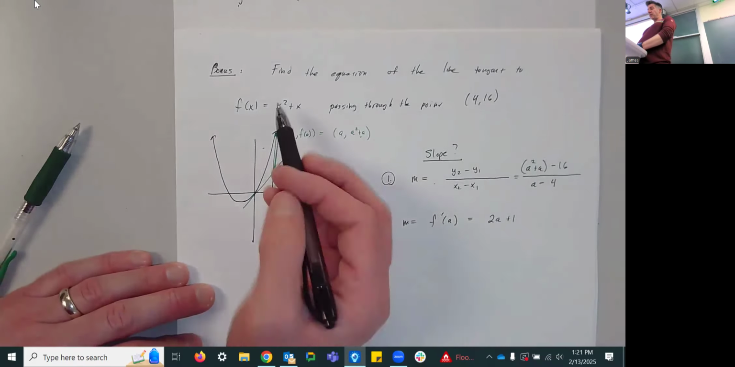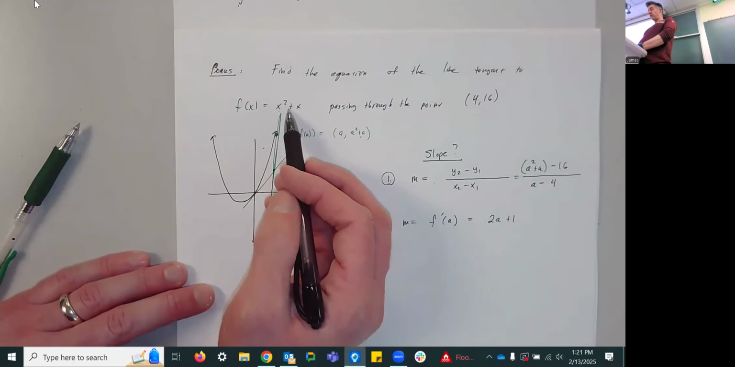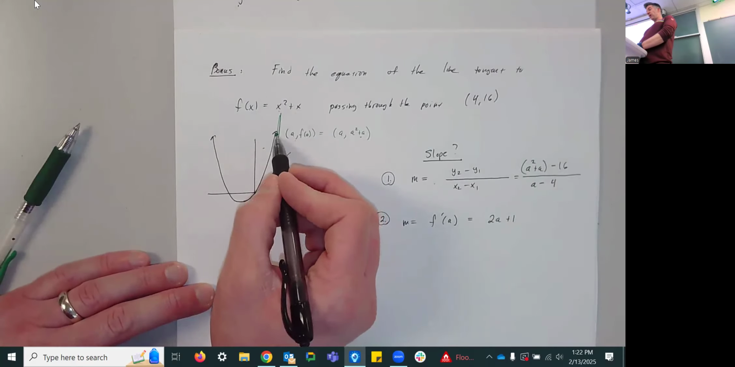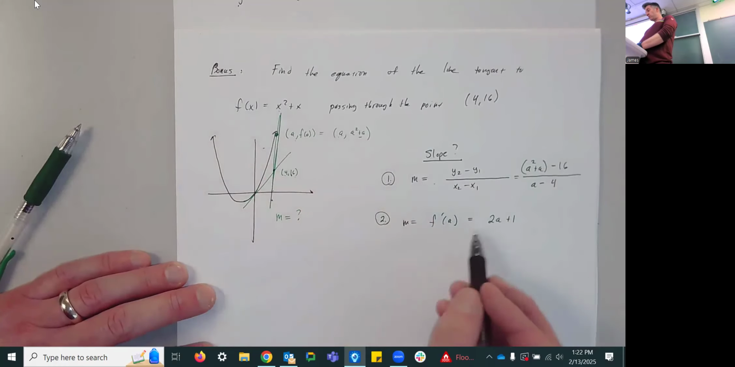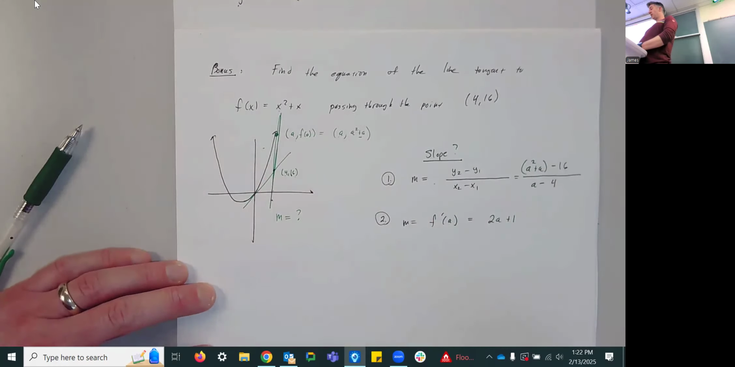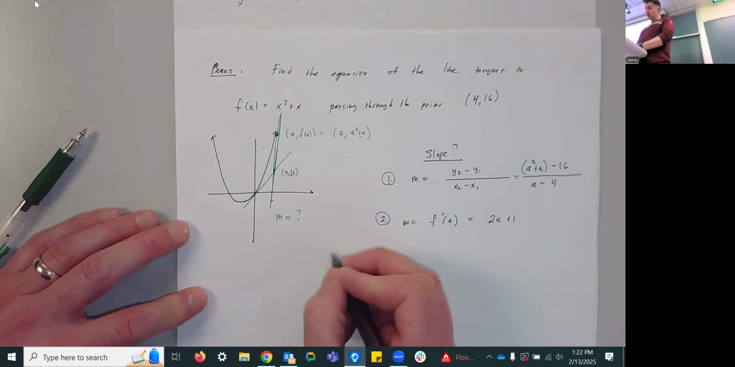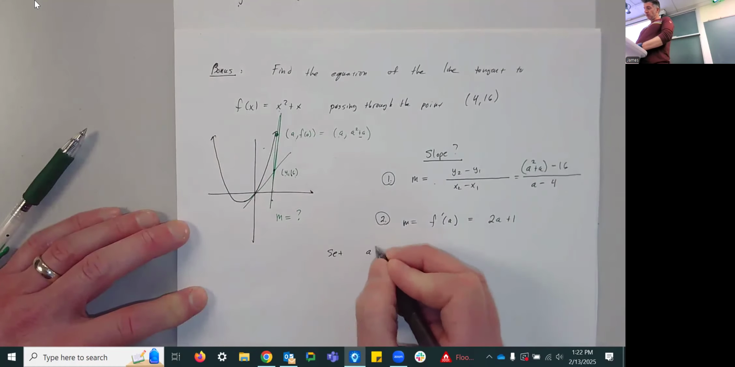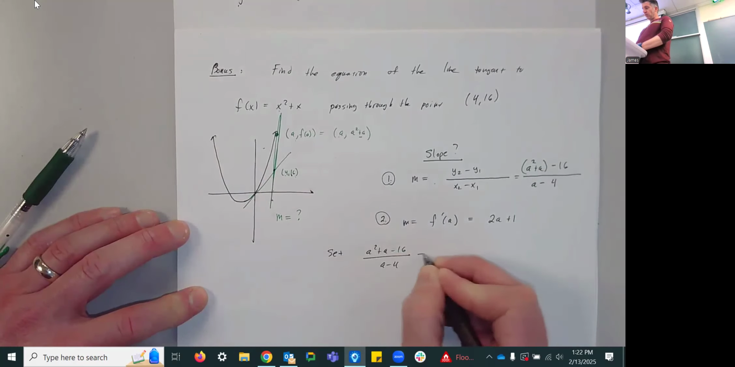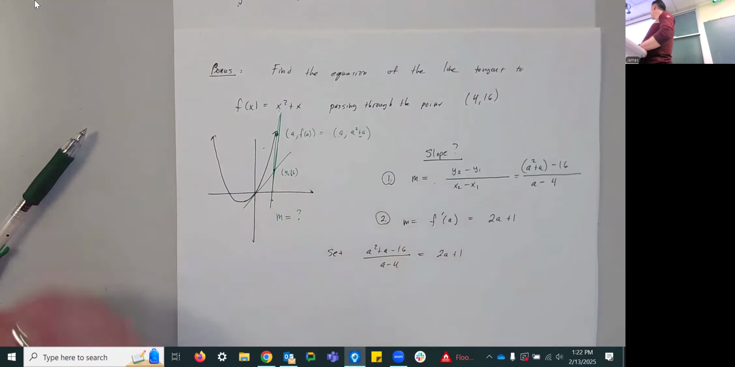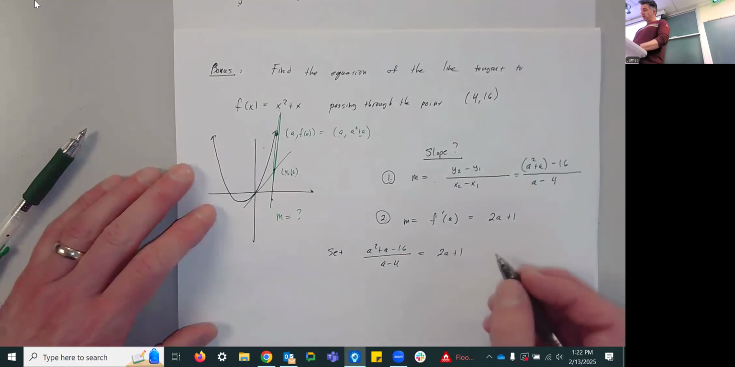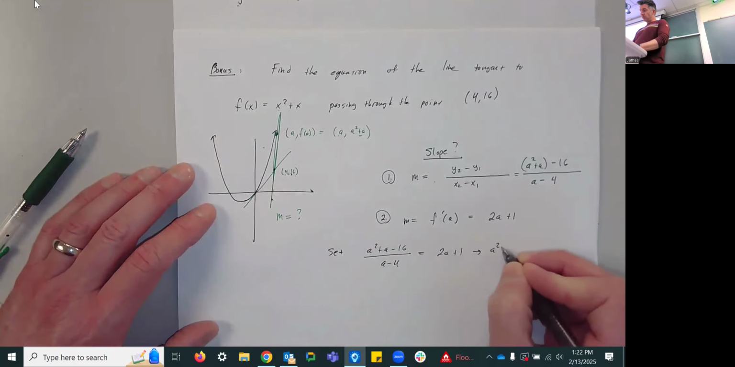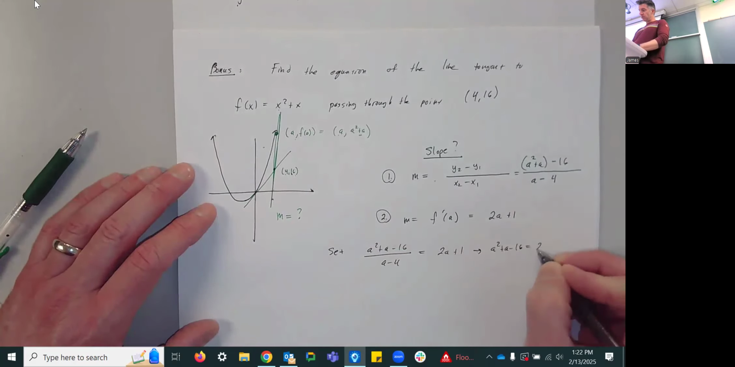The derivative of x squared plus x is 2x plus 1. So the derivative at this point of tangency, which is again a comma a squared plus a, we're just substituting in a for x. And then we're going to set them equal to each other. So we're going to set a squared plus a minus 16 over a minus 4 equal to 2a plus 1. And then what you should typically do here is just multiply both sides by the denominator. So we're going to say great, a squared plus a minus 16 equals 2a plus 1 times a minus 4.